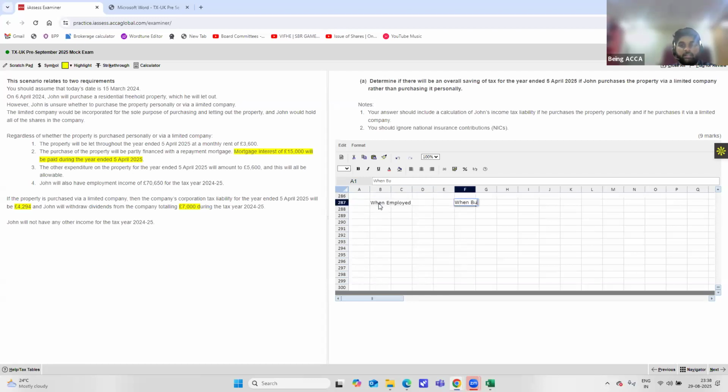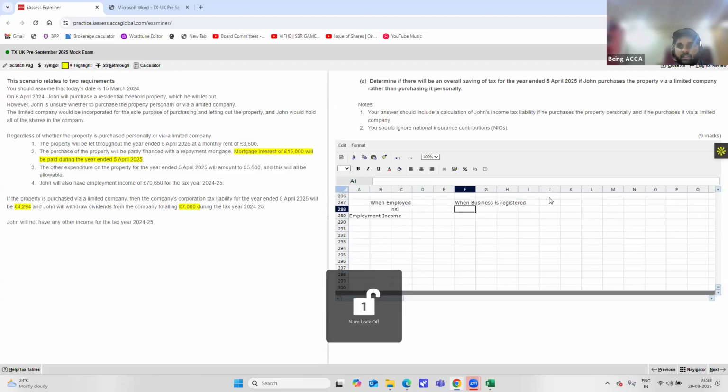When the business is registered, first, employment income. Always consider, again, here you will have the different types of income. If you are employed, you only have employment income and property income, so it will only be non-savings income.